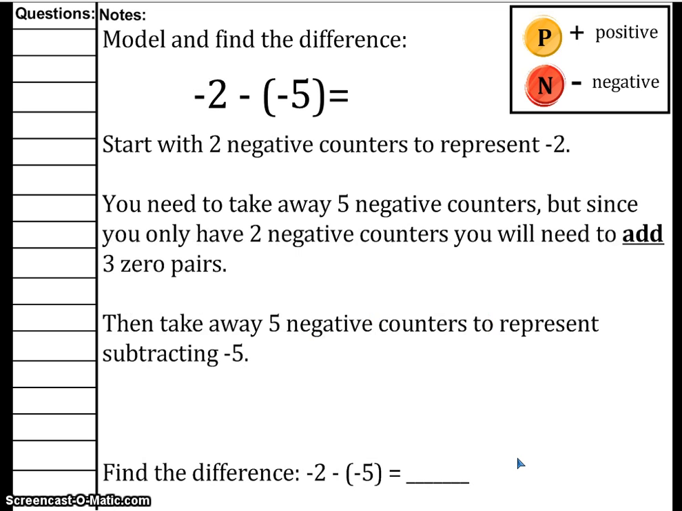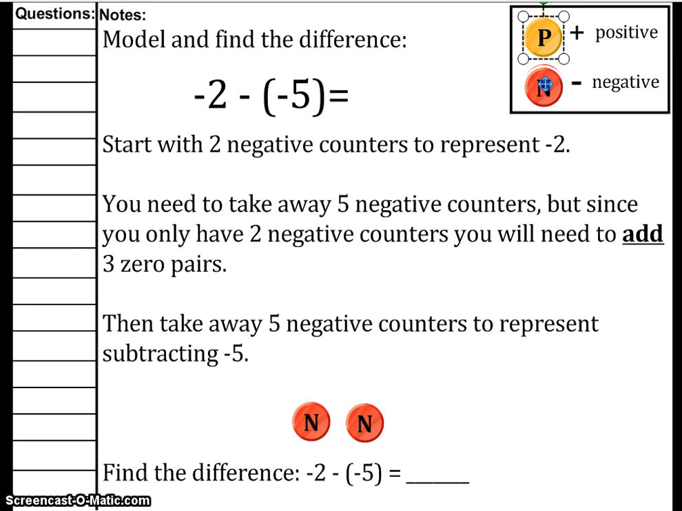Here we have negative 2 minus negative 5. So our first integer, or our first term, is a negative 2 integer. So we're going to represent that using 2 negative red chips. Here's 1 and 2. Then it wants us to subtract negative 5. But we only have 2 negative chips to subtract. So since we cannot take 5 away from 2, we'll need to add 3 zero pairs. Because if we add 3 zero pairs, we'll also be adding 3 more negatives. And that will give us our total of 5.